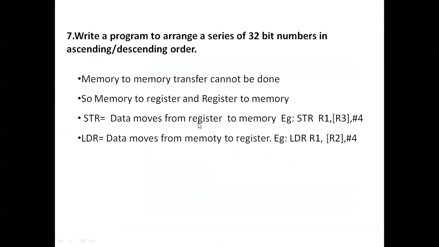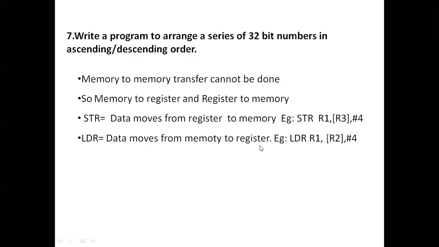Whereas STR, data moves from register to memory. Example: STR r1, [r3], #4. The content which is there in the r1 register will be moved to the location whose address is in r3, and at the same time r3 is incremented by 4.